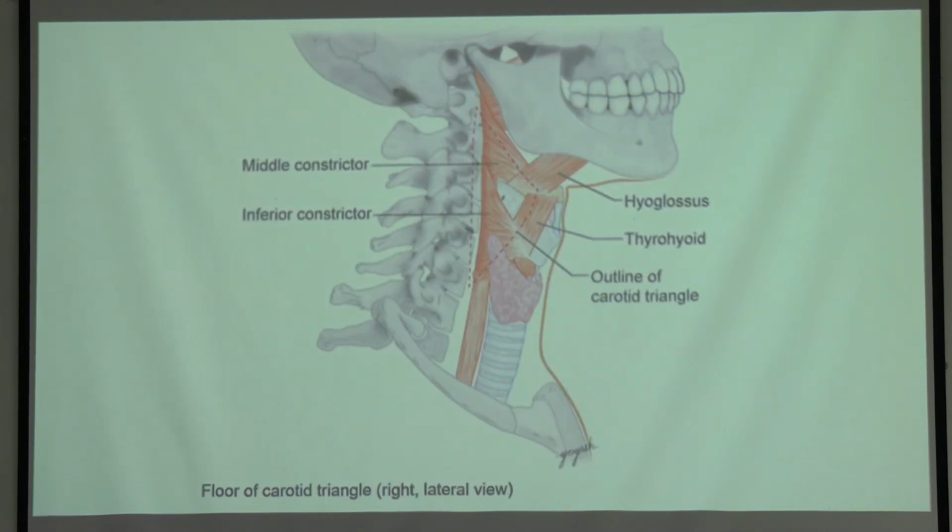Okay. So this dotted line shows the position of the carotid triangle. Here we can get the middle constrictor, here the inferior constrictor, and the thyrohyoid muscle. So this forms the floor of the carotid triangle.